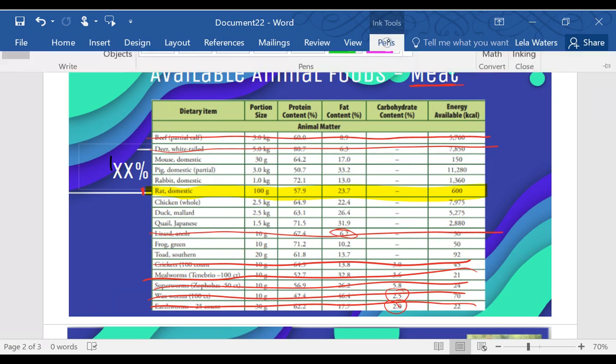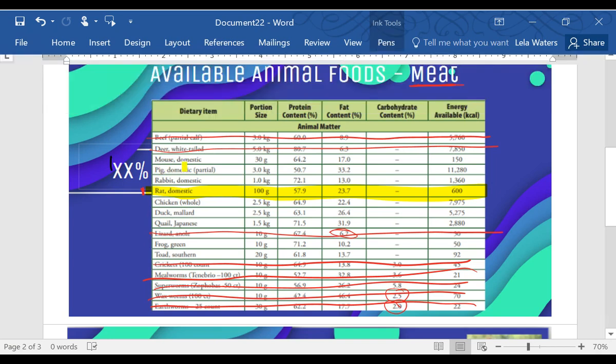So I'm going to look at the overall size of the prey. This pig is 3 kilograms. That's pretty good. Chicken and duck, 2.5. Let's go with the pig. That'll add 3 kilograms to the lion's diet.